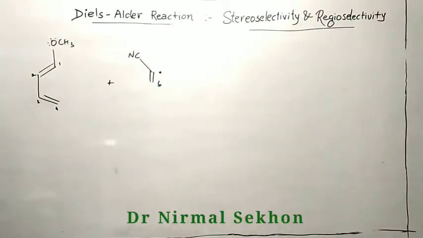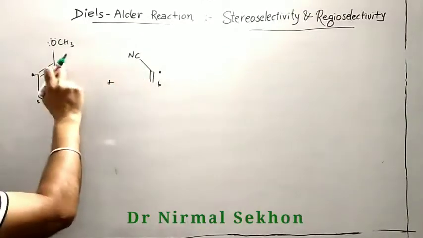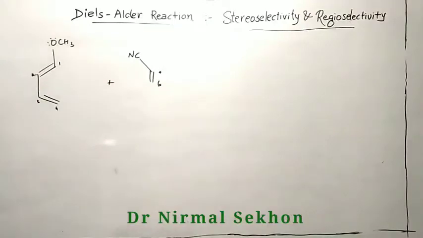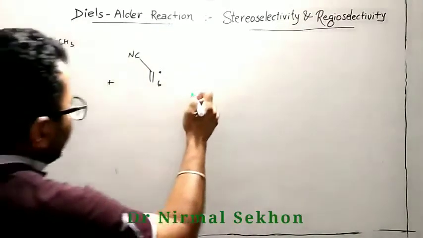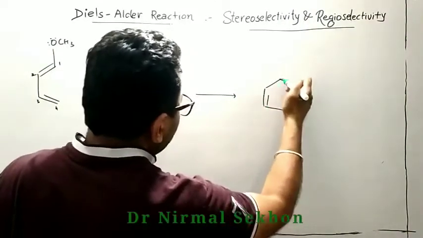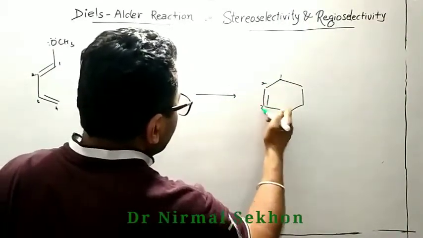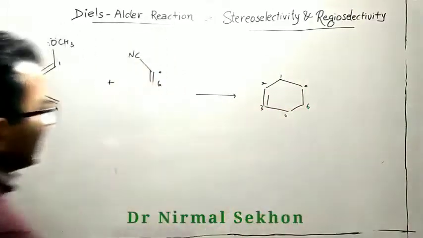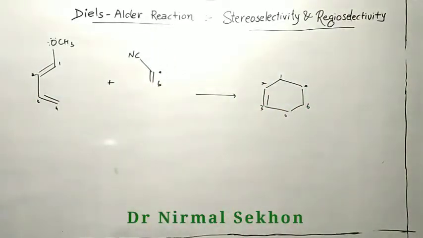Now which bonds are formed, between 1 and A, or between 1 and B? That we have to clarify with the mechanism. Accordingly the product is formed. So like this is formed, with 4, A and B. Now the next thing is where to add these groups.